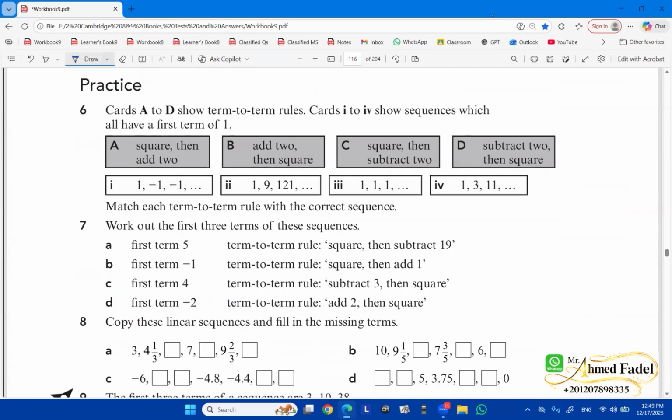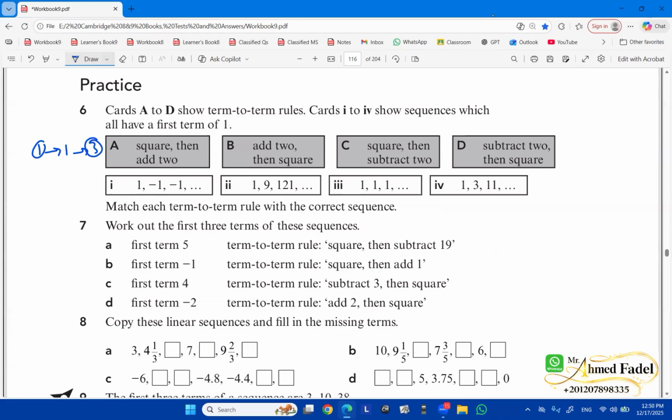Cards A to D show term to term rules. Cards I to IV show sequences which all have a first term of 1. So I'm going to need to test this. Square, then add 2. If the first term is 1, if you square it, it becomes also 1. Then you add 2, it becomes 3. So here, the first term is 1, the second term is 3.